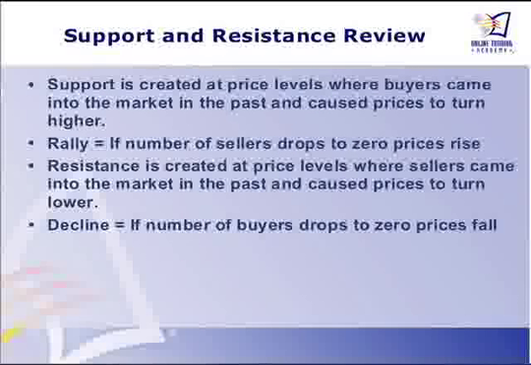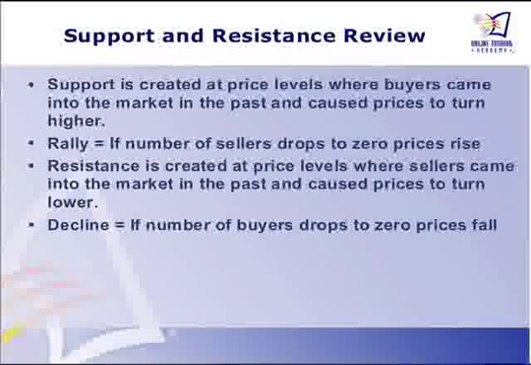So let's talk about trends a little bit, and support and resistance. Basically, with support, prices come down to areas where buyers have stepped into the market in the past and have caused prices to turn higher. Usually what happens is a value trader thinks that the asset's undervalued and believes it's a bargain, and so he'll purchase that.